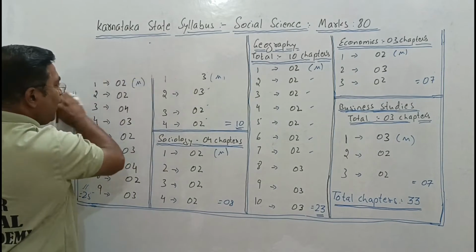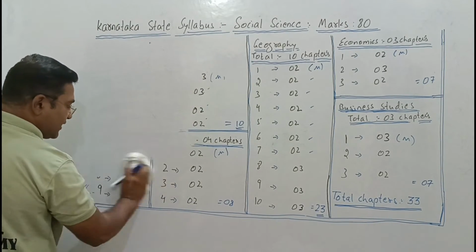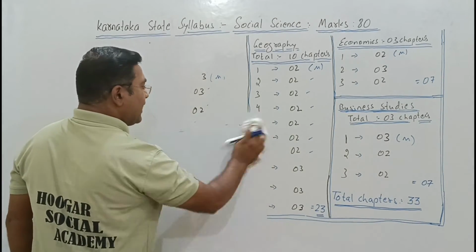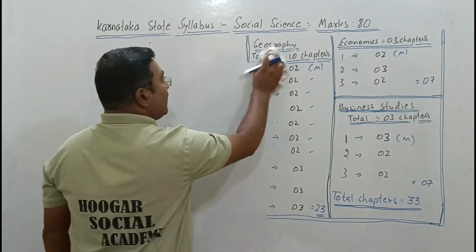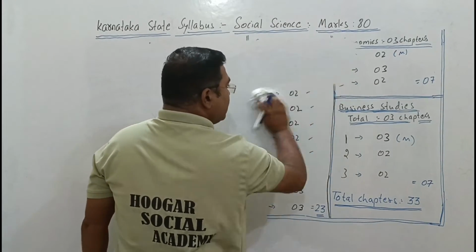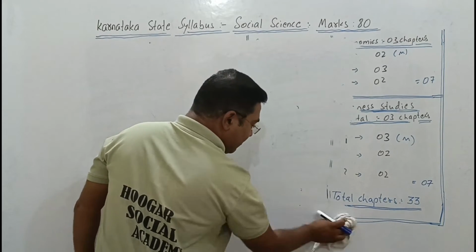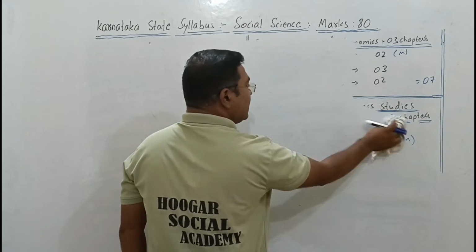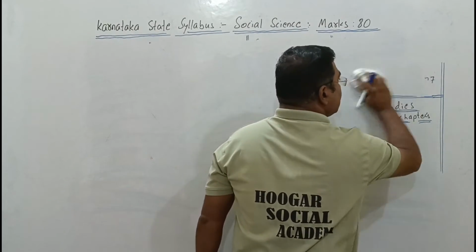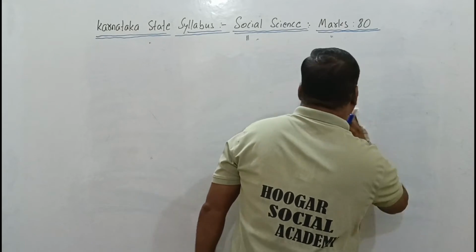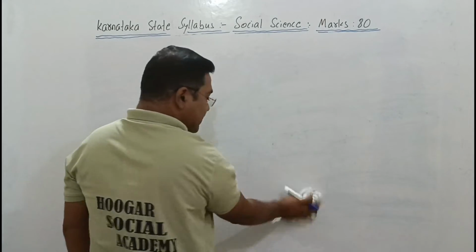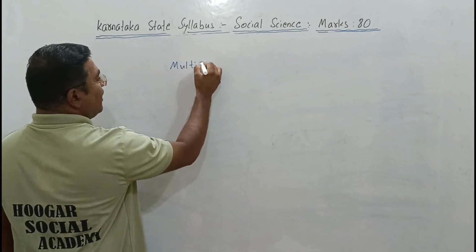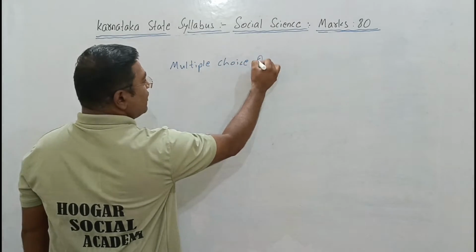Now we will understand in what pattern our subject social science is asked in our annual exam or in our midterm exam. Okay, which will help us again to make ourselves perfect for our examinations. So here we go with the 80 marks question paper. Our question paper begins with the MCQ, which we call multiple choice questions.